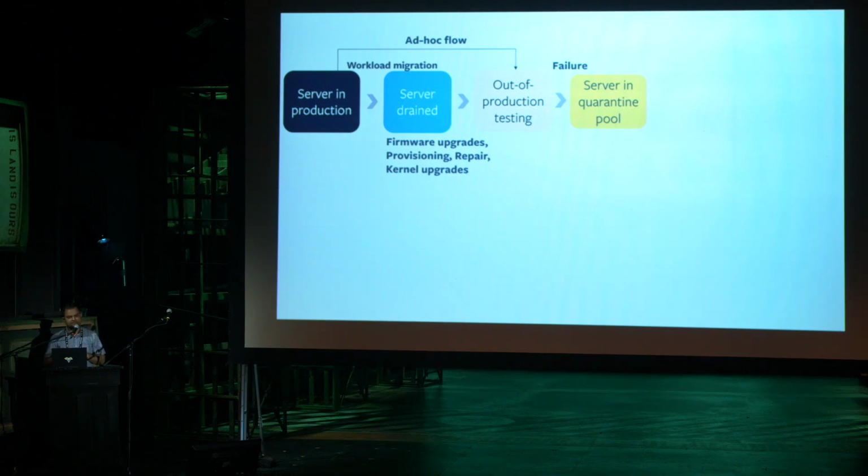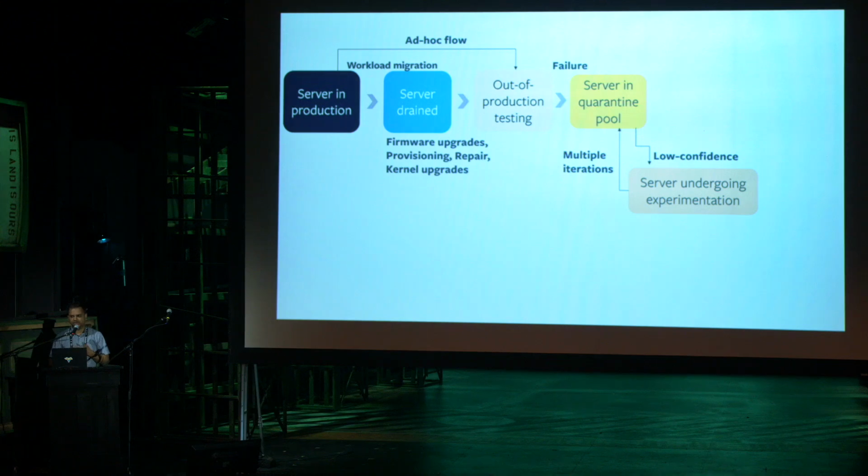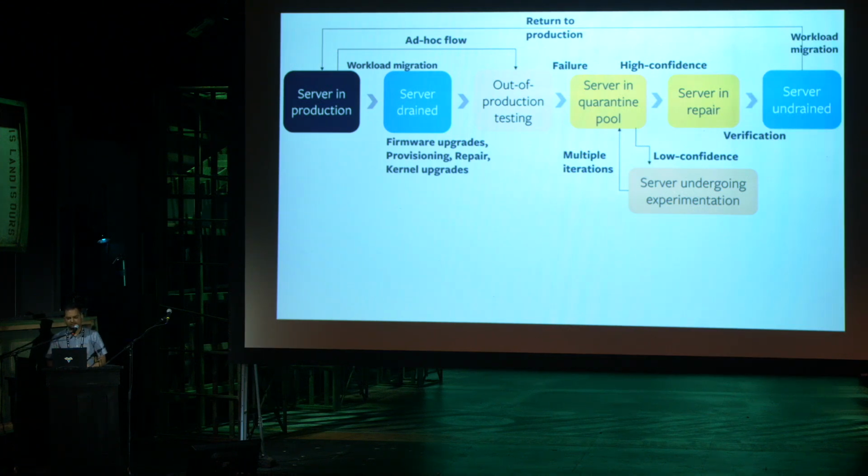If the server fails any of these test reproducers that we have written, we put the server in a quarantine pool, and then we run a lot of experiments on it to identify how quickly we can get time to failure, or the ability to detect many similar defects of similar families. Once we establish good confidence and have a good reproducer which we can scale through the entire fleet, we put it through a different flow where it's now a high confidence signal, and we move that server to repair. Once the server is repaired, we do a verification process. After verification succeeds, the server is undrained, the workload is migrated back, and the server returns to production.